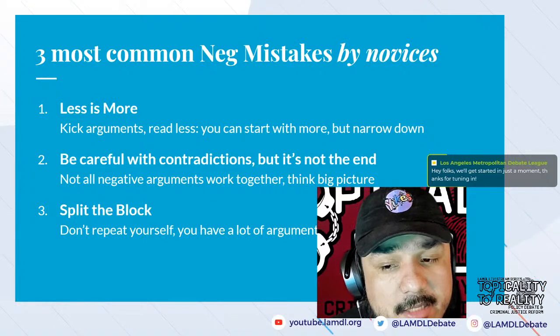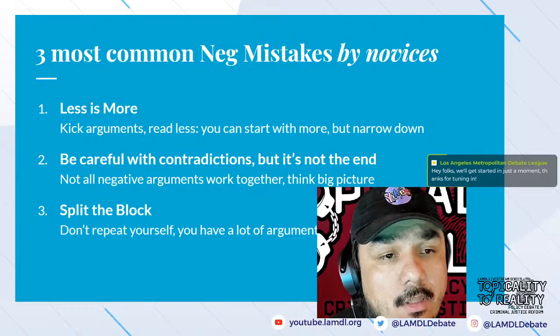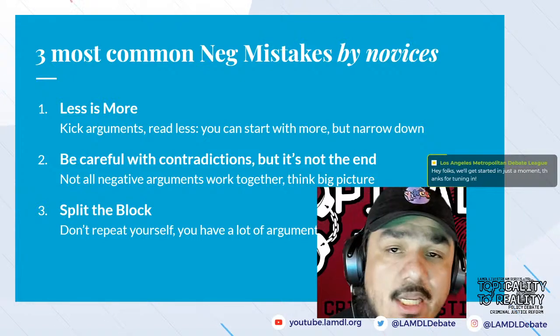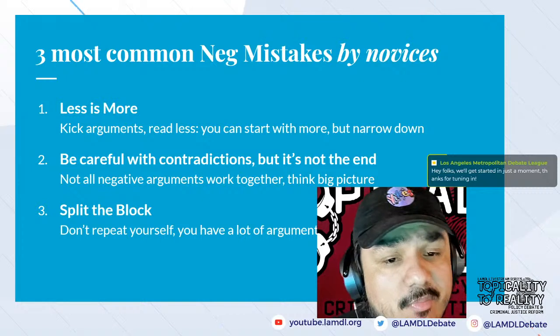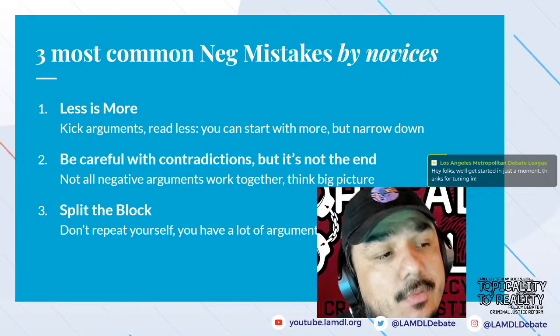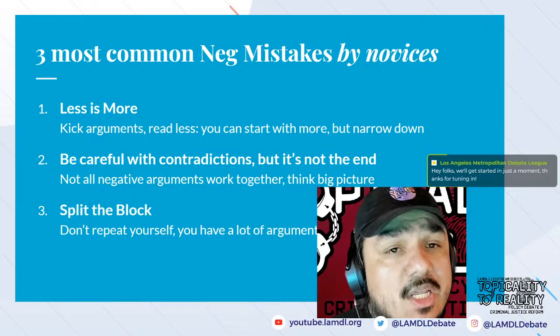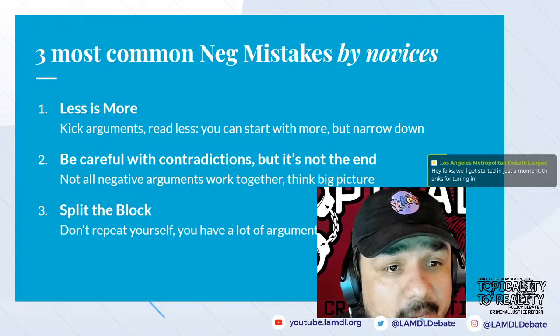This also applies to how much evidence you're reading, right? We see this a lot with novices, that they'll lean on reading extensions and things like that. But as I mentioned when we were talking about the affirmative, this applies to the negative too. Just because you have extra evidence to read doesn't mean you need to use all of it, right? You only need to use whatever's relevant to the debate itself, right?